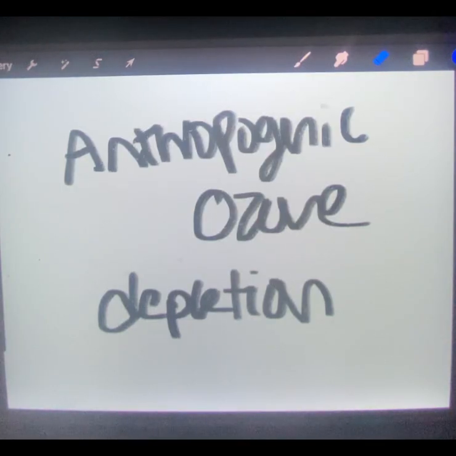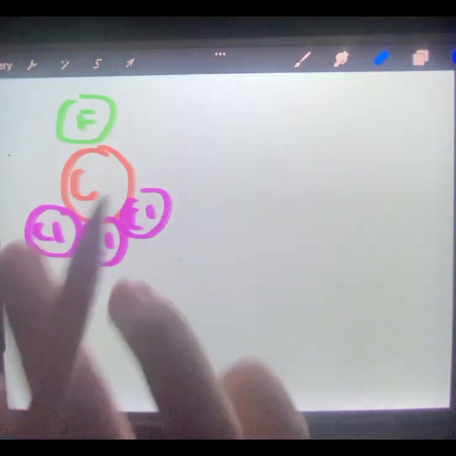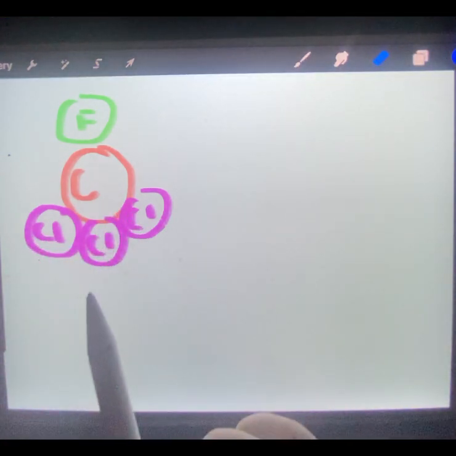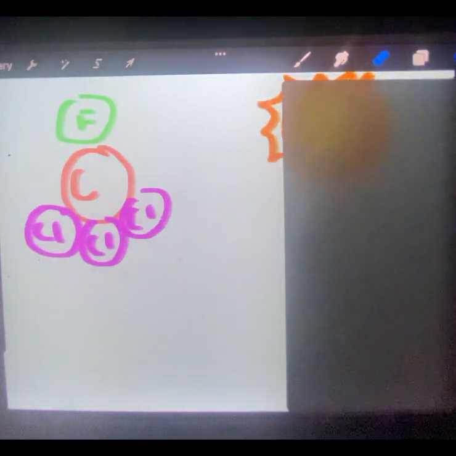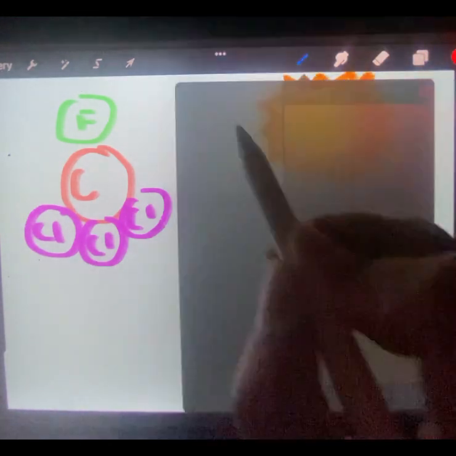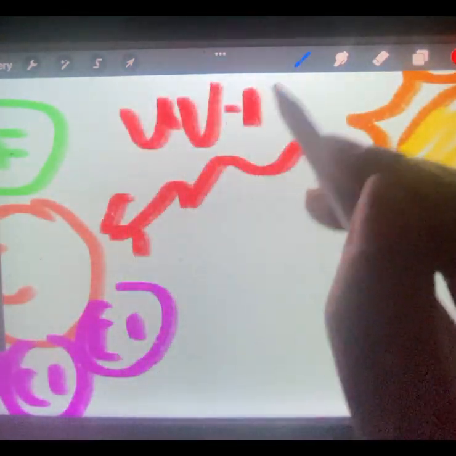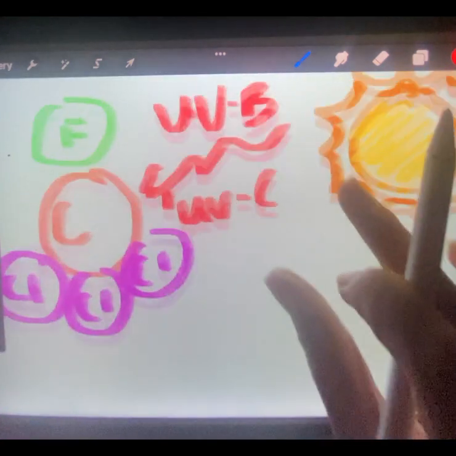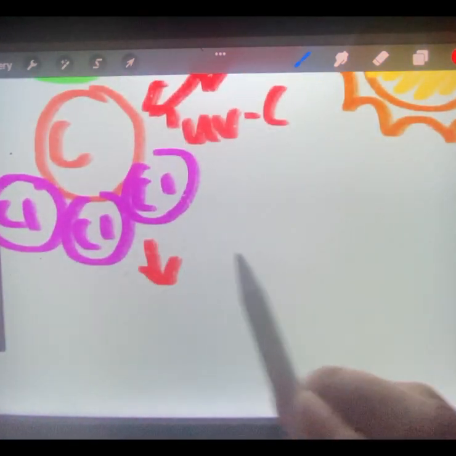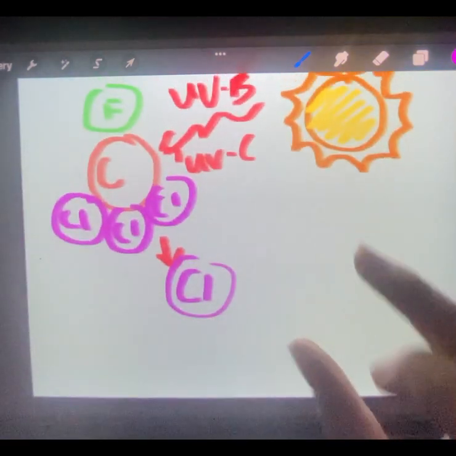This is anthropogenic ozone depletion. First, we start off with a CFC molecule, or a chlorofluorocarbon. This chlorofluorocarbon is reacted with UVB and UVC rays from the sun and breaks off a Cl, or chlorine, atom.